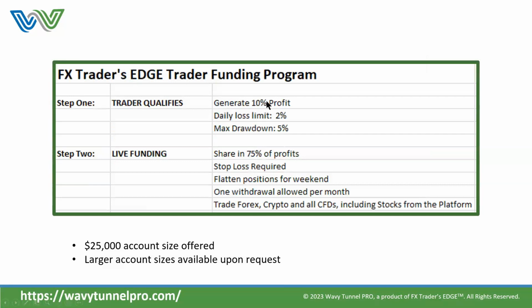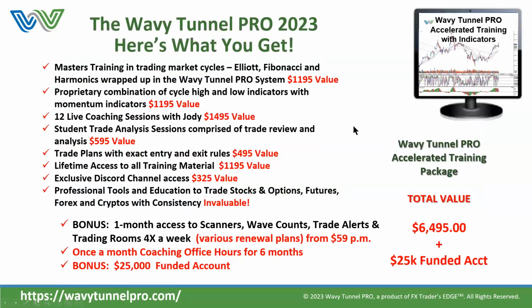And these are the rules. First, you have to qualify by generating 10% profit. Your daily loss limit is 2%. Your max drawdown is 5%. And then once you get the live funding, you share in 75% of the profits. You must put a stop loss in, and you must flatten your positions for the weekend. And you can trade forex, crypto, and all CFDs, including stocks, from the MT4 platform. A $25,000 account size is offered, but I'm offering 3 different programs today with different sizes of funding.